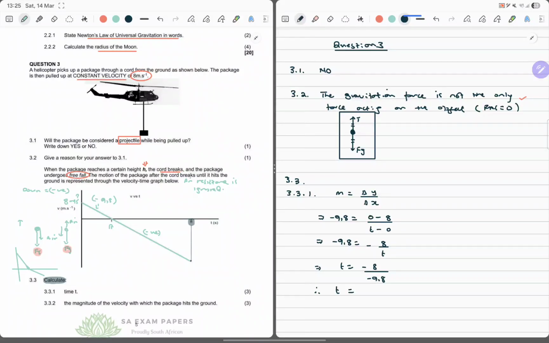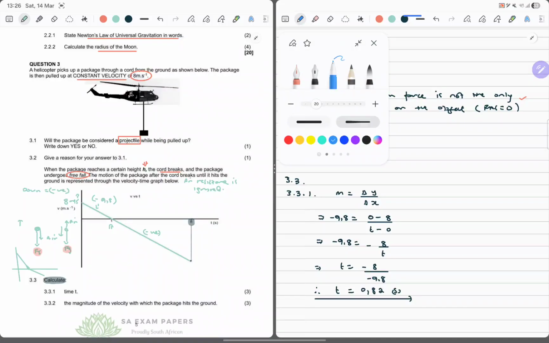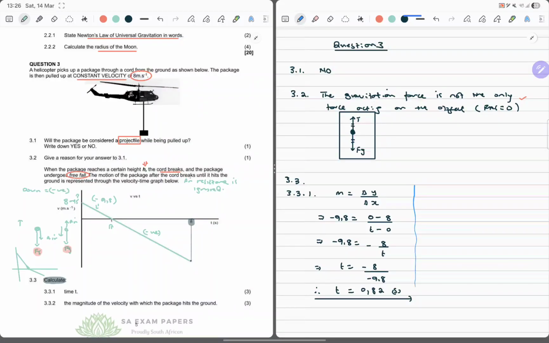Therefore t is, where is my calculator? Minus 8 divided by minus 9,8. So this is 0,82 seconds. Nice and easy. Well, some other student may pursue the equations of motion, which is not a problem. Remember, when nobody tells you how you're going to do this, you just do it however you wish to do it. But make sure you know what's going on.